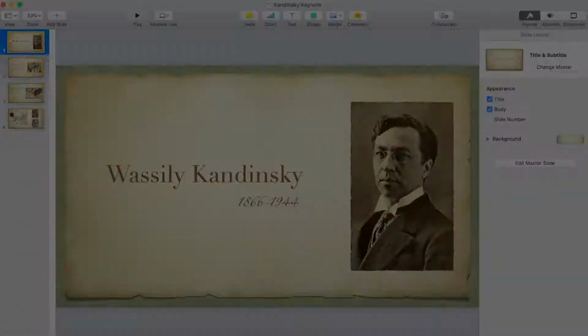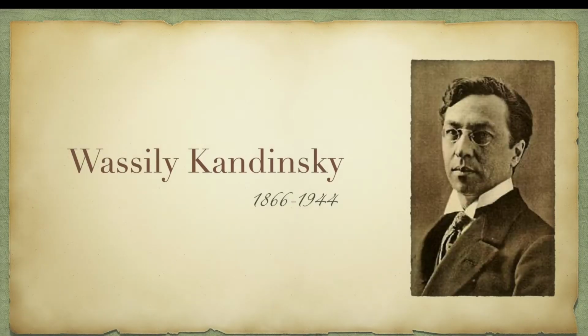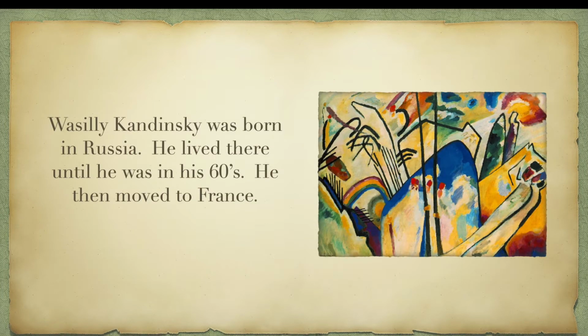We are going to get started with a new project today, and we are going to be learning about an artist whose name was Wassily Kandinsky. As you can see, he was born in 1866 and he died in 1944. That is a picture of Kandinsky. He was born in Russia and lived there until he was in his mid-60s, and then he moved to France.